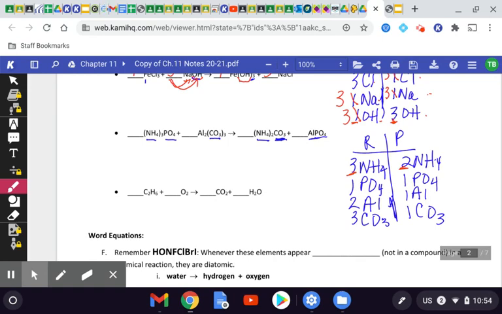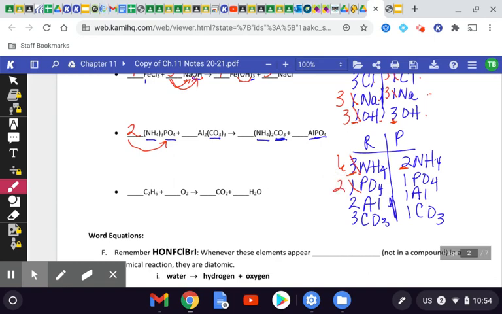We would have to find a common number between 3 and 2, and you're going to see this in many of your problems. So whenever you have a coefficient of 2 and 3, the lowest common number between them is 6. So you're going to have to make them both 6. So I'm going to put a 2 in front of ammonium phosphate. That will now give me 6 ammoniums there, and it also gives me 2 phosphates.